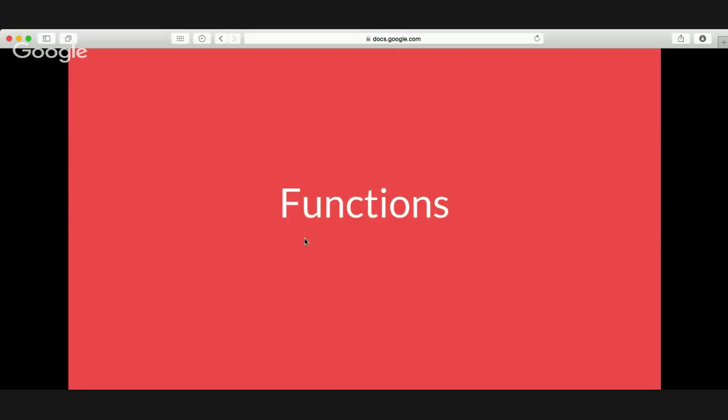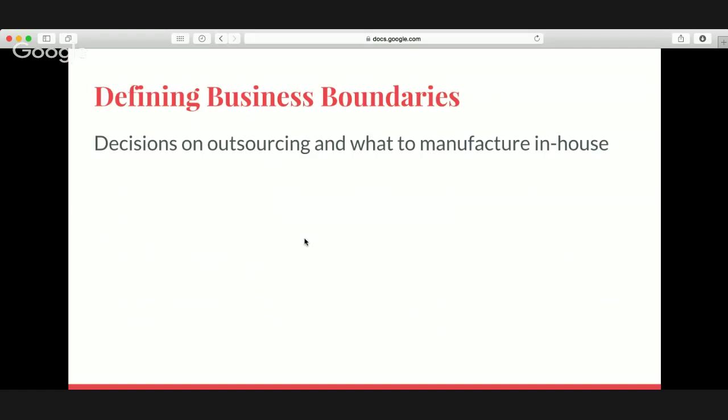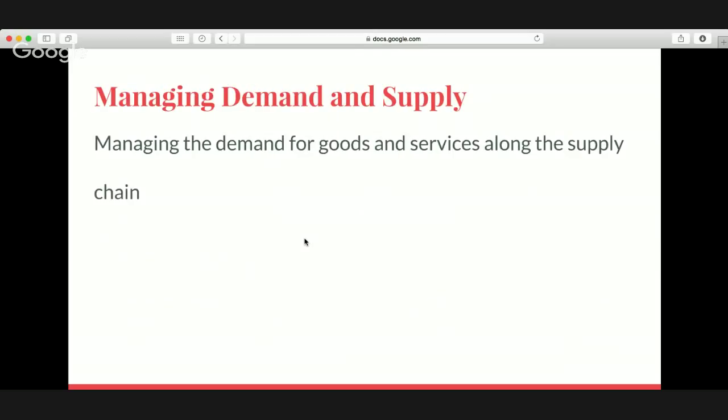Next, I will explain the functions of supply chain management. The main functions begin with defining business boundaries and relationships. This relates to decisions of outsourcing and what is manufactured and processed in-house. Another function is demand management, which is managing the demand for goods and services along the supply chain.